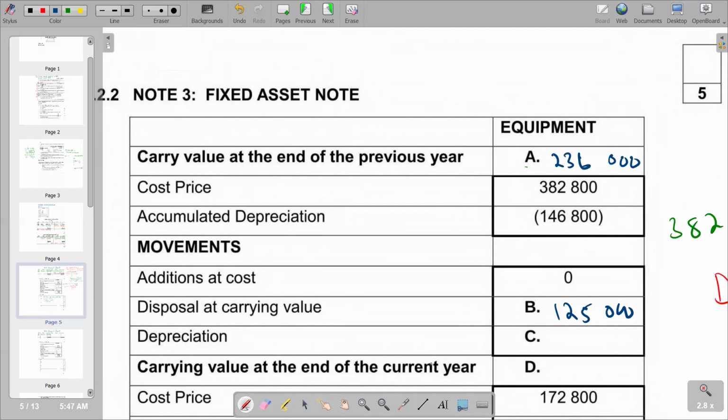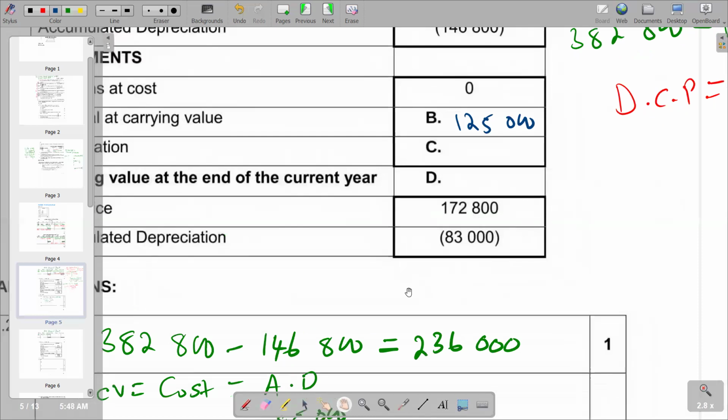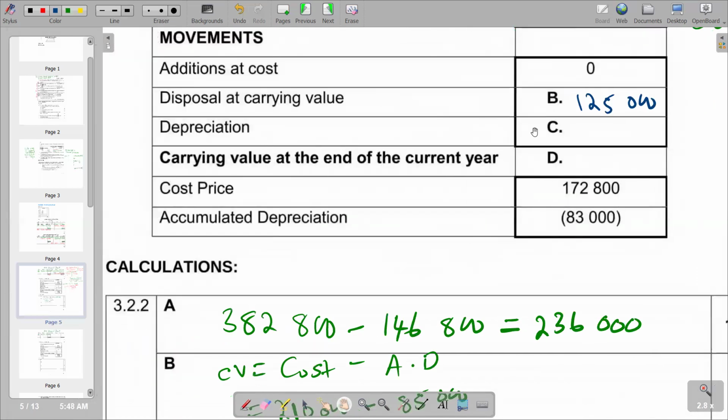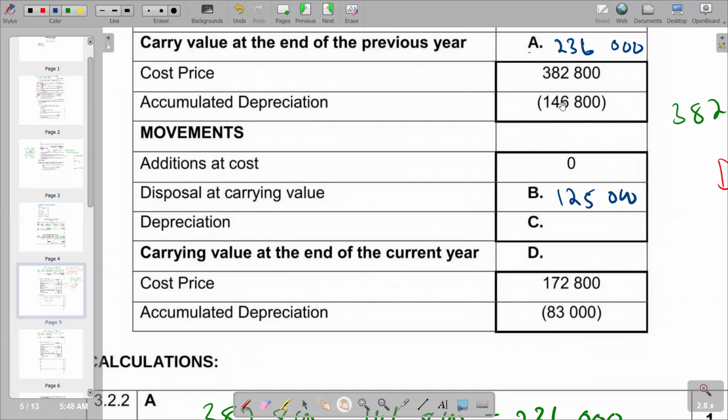So this is our C, which is the depreciation for the year. Let's see how we can also come up with a formula to find our depreciation, that is our C. Remember, we have accumulated depreciation at the beginning, 146,800, and then we have depreciation for the disposed asset. So we can easily find depreciation for the year, which is going to be our C.